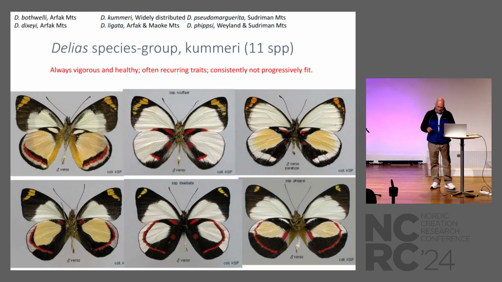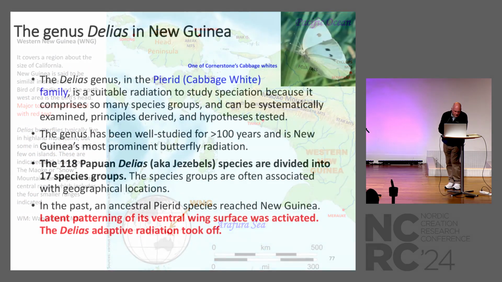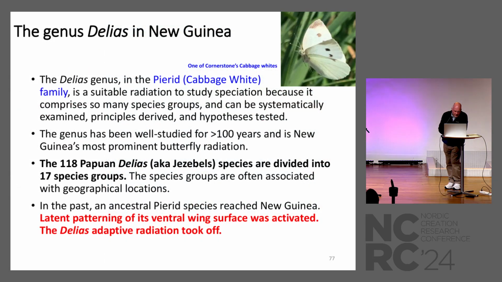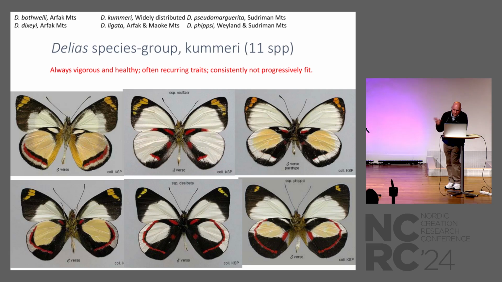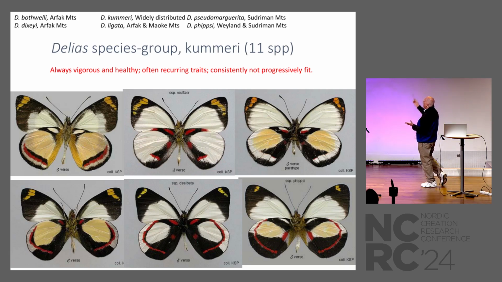I don't have enough time to go into details now, but just briefly, this is one of the species groups. I forget the number, it's 118 different species, divided into 17 species groups. So this is one of these species groups. It actually has 11 species, and I'm only showing you 6 of them. And these patterns that they show are absolutely characteristic of those specific species. They're fixed in.